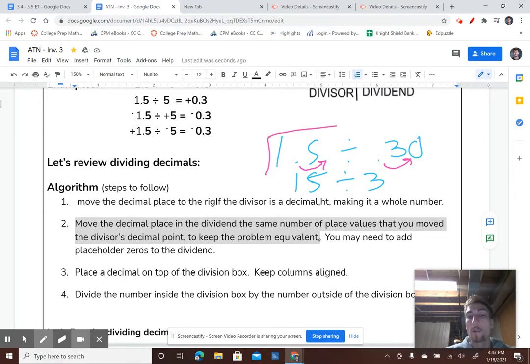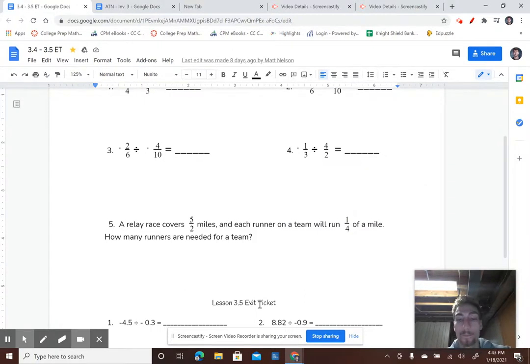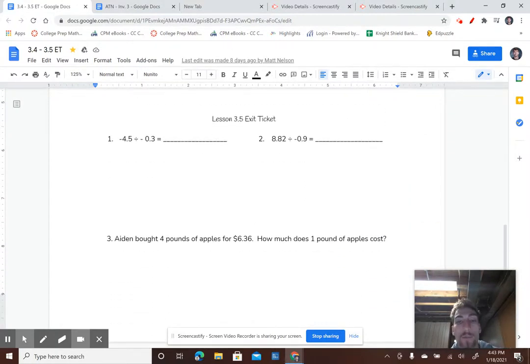So how many times 3 goes into 1.5 is the same number of times that 3 goes into 15. They're equivalent. So let's keep that in mind when we work on the exit slip here. So I scroll down to 3.5 exit ticket, and we have our first problem here.